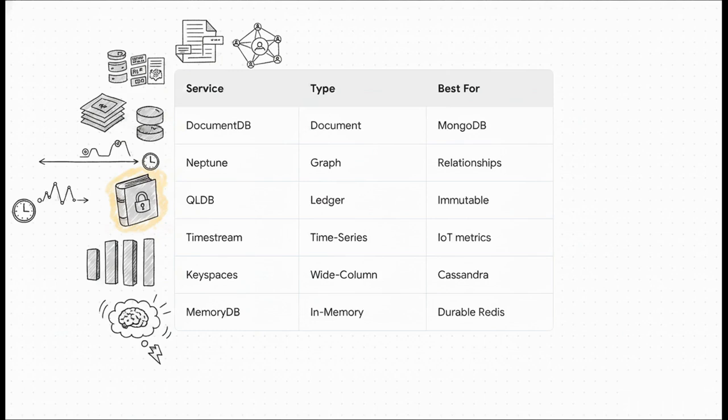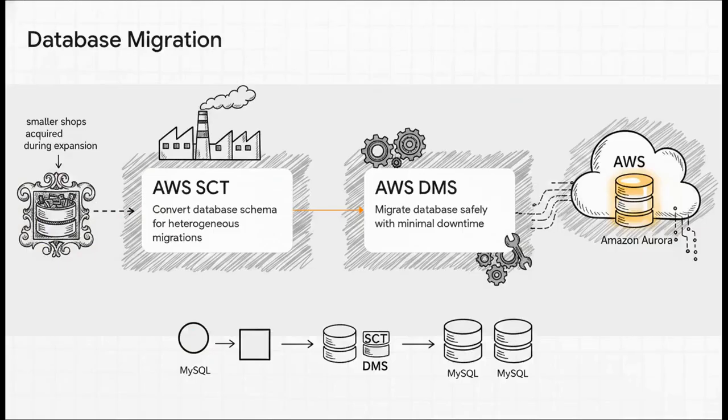For tracking things that happen continuously, like recording electricity meter readings every single minute, you'd use Timestream. For Cassandra workloads, you use Keyspaces. And finally, for a durable Redis-compatible database, you've got MemoryDB. Let's move on and see how this builds into our next challenge.